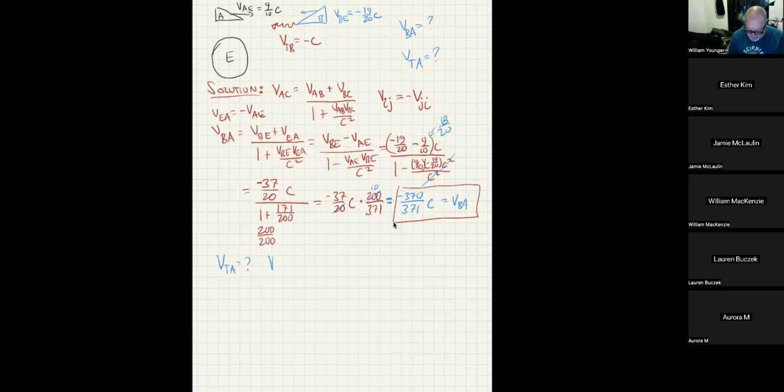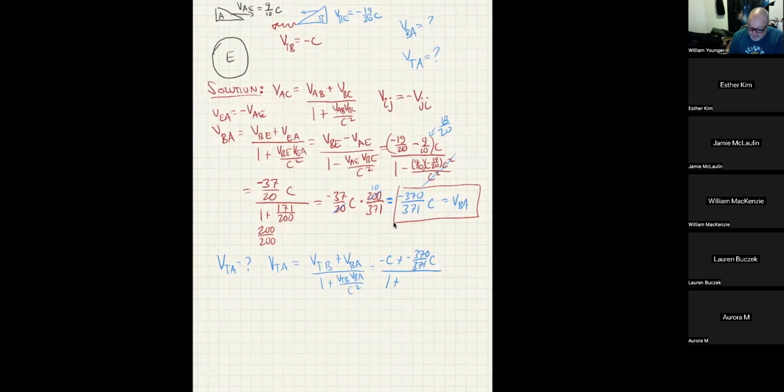So what I have is V_TA is equal to V_TB, because I have that already. I've decided to use the velocity addition formula: V_TB plus V_BA over 1 plus V_TB V_BA over c squared. Well, the velocity of B with respect to A, I've already worked out. It's negative 370 over 371. So I'm going to say negative c plus negative 370 over 371 c, all that divided by 1 plus.